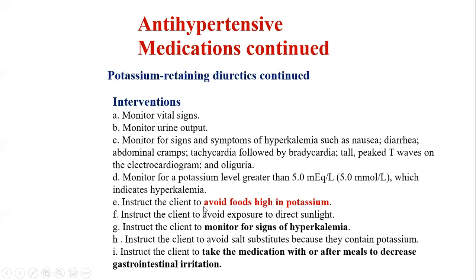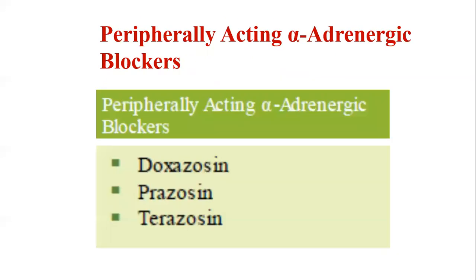Also instruct the client to avoid foods high in potassium, the opposite of loop or thiazide diuretics. Instruct the client to avoid exposure to direct sunlight, to monitor for signs of hyperkalemia, and to take the medication with or after a meal to reduce gastrointestinal upset.